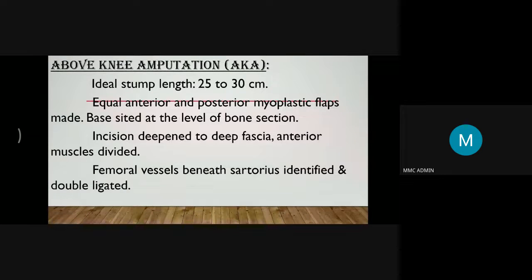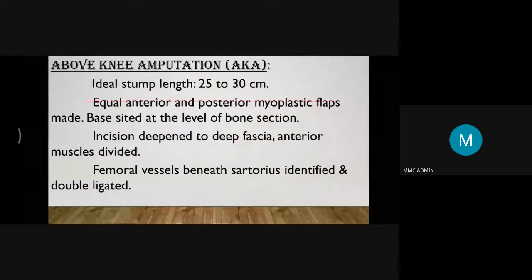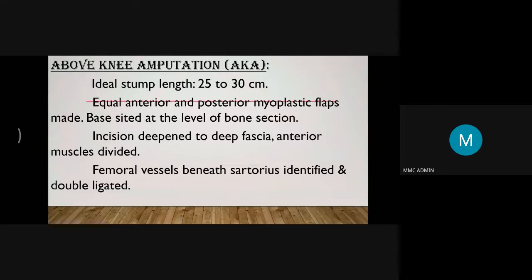The shorter the stump you leave, the faster the healing will be. The longer the stump you leave, the slower the healing will be. It is just the opposite for the prosthesis. If you leave the stump length more, the prosthesis will fit well, but the healing will be late. If you leave the stump length short, the prosthesis fitting will be difficult, but the healing will be good.